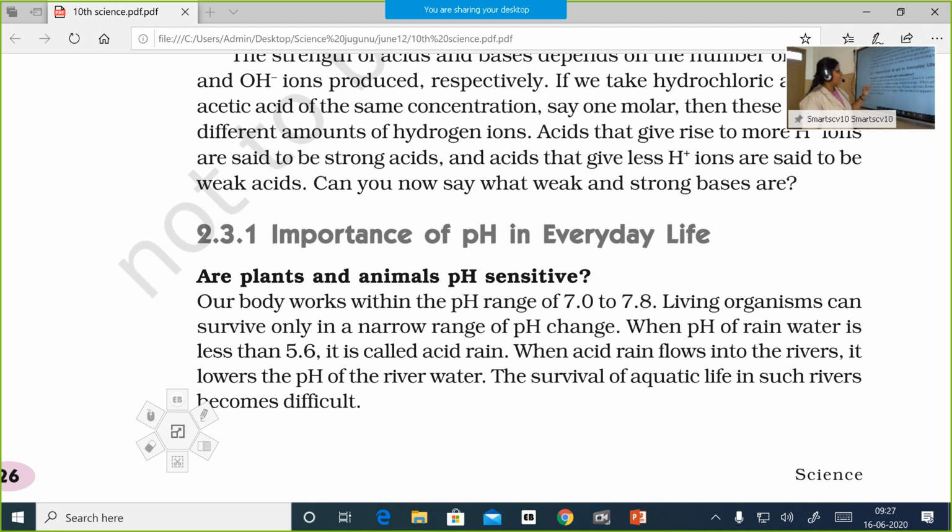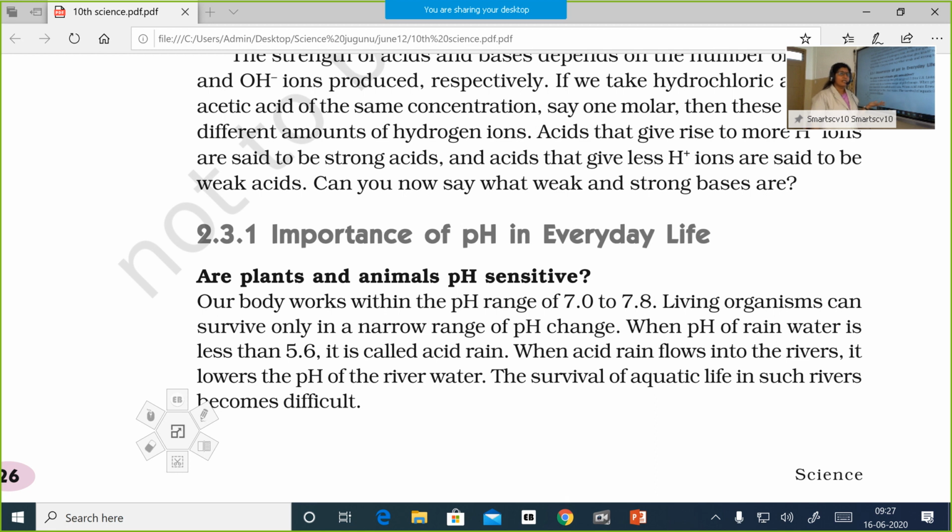Living organisms can survive only in a narrow range of pH change. Suppose it becomes acidic, otherwise suppose it becomes basic, we will not be able to survive. When pH of rainwater is less than 5.6, you all have heard of acid rain, no? What's the reason for acid rain? You know, atmospheric pollution, presence of oxides of nitrogen and sulfur. So when it rains, what actually happens? These oxides dissolve in rainwater and make it acidic. So when do we call rain as acidic? If the pH value goes below 5.6, it becomes acidic.